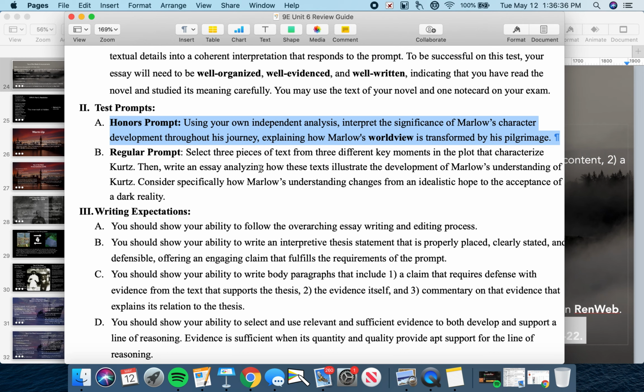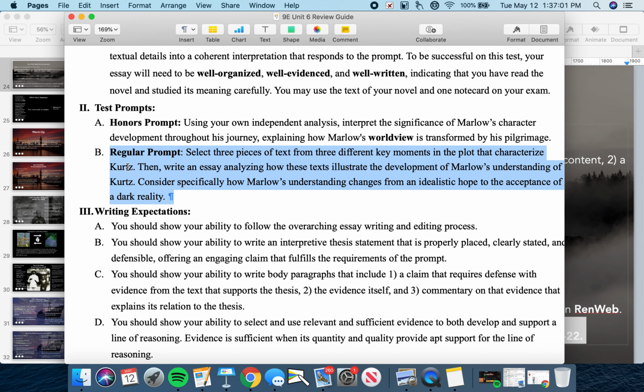Do not, I repeat, do not say Marlowe's worldview transforms. That is simply restating what is already implied in the prompt. The prompt tells you that it transforms. I'm asking you how, from what to what, and why is that important, and how do we know it in the text? Cool. So that's how you would answer the honors prompt.